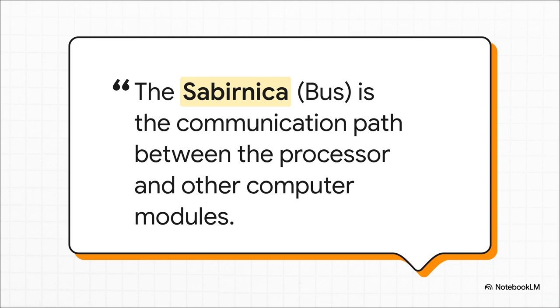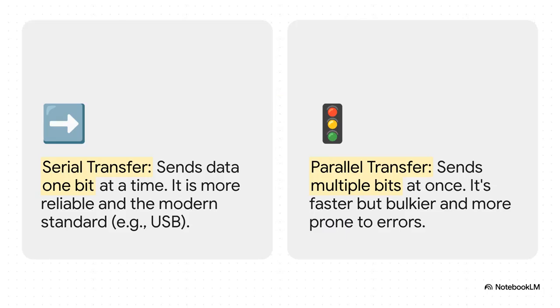So how does all this information get from the processor to the memory and back again? Well, it travels on something called the bus. And you can literally think of it like a superhighway system running inside the computer, a whole set of electrical pathways that shuttles data between all the different parts at unbelievable speeds. Now, data can travel on that highway in one of two ways.